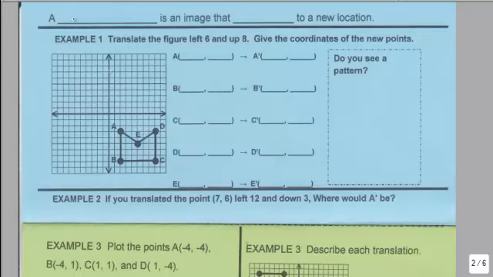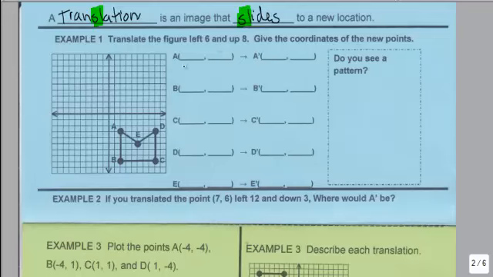These are translations. So a translation is an image that slides to a new location, and you can remember translations because it has SL and it slides, just in case you forget which transformation is what. So this says translate the figure 6 left and up 8, give the coordinates of the new points.